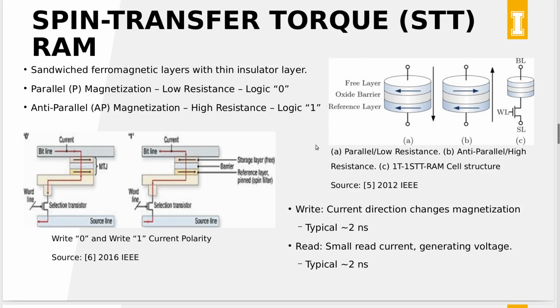This can be done in typical times as fast as 2 nanoseconds, which gives us great comparability to SRAMs. For a read, you can give a small current that will generate a voltage that you will sense with some sort of a sense amp. And this is typically going to take in the single digits of nanoseconds as well. And so it can be a relatively quick device in operation.